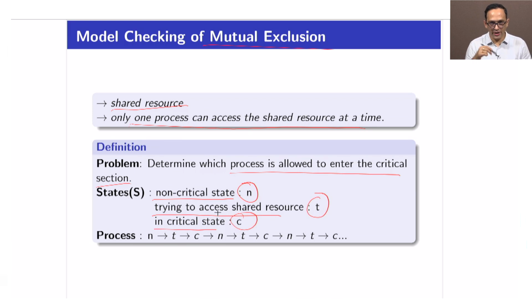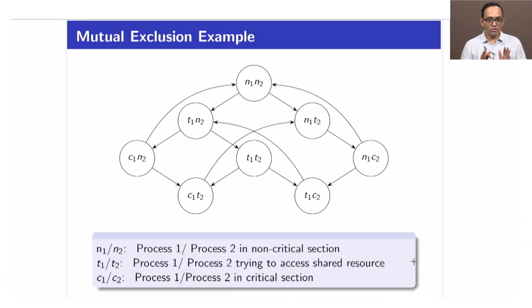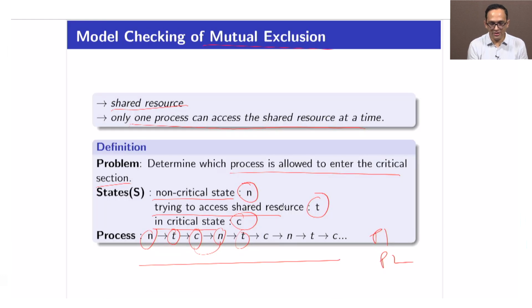So, for every process, the process will be in N, then it will try to access the shared resource, then it will be in the critical section, then it will come back to N, T, right. So, this may be for process 1, and similarly a sequence will be there for process 2 and so on, right. Now, let us try to model it for 2 such processes, right. So, you have 2 processes P1 and P2. This N, T and C I talked about will now become N1, T1 and C1 for process 1, and N2, T2 and C2 for process 2, right.